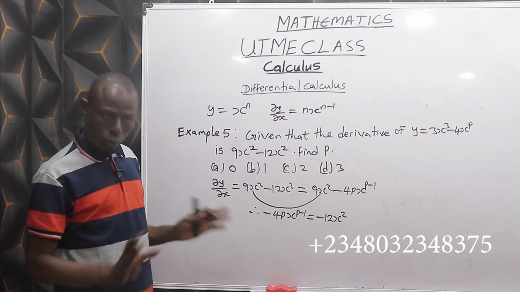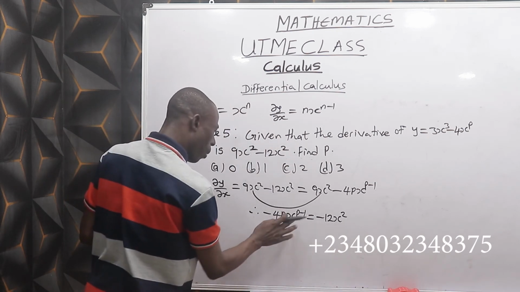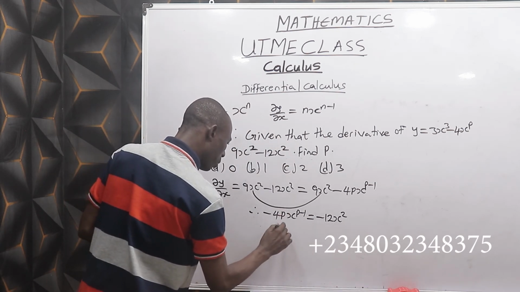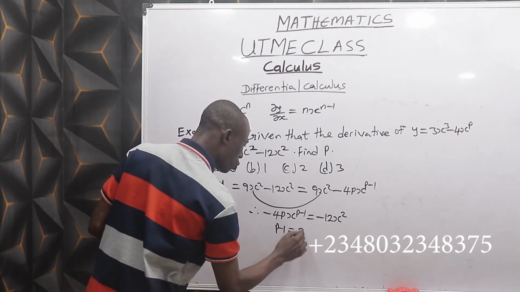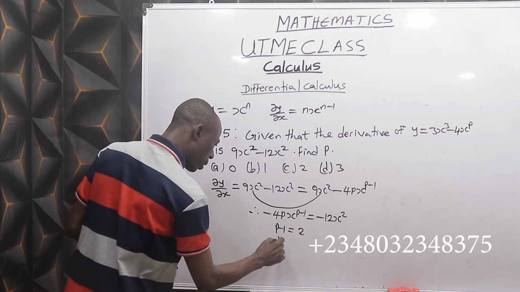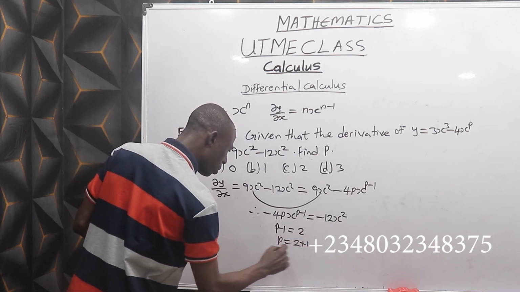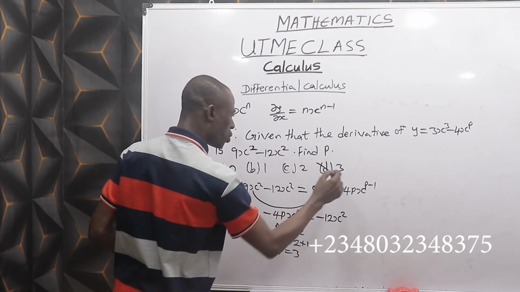Now, we have to do comparison, whether power comparison or coefficient comparison. Whichever we do, we have to get the answer. If we want to do power comparison, the power here is p minus 1, which must be equal to the power here, which is 2. If you equate them, then you have p equals 2 plus 1, p equals 3. The correct answer is option D.